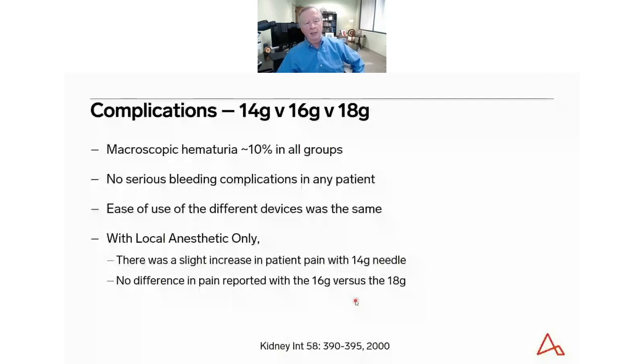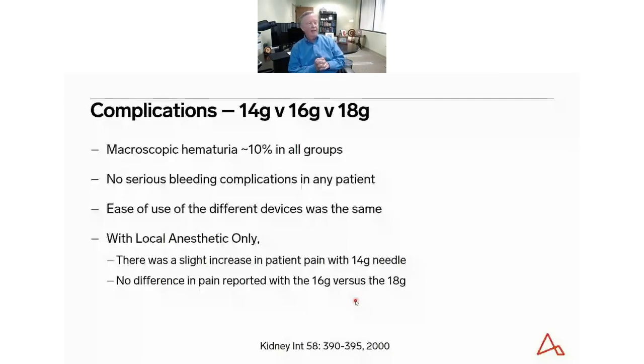Somebody asked earlier about complications. Everybody gets gross hematuria, 10% gross. Most patients will have some microscopic hematuria, everybody. But I want you to look at the title of this slide, Complications for All Three. So here's a paper from 2000. The papers that show this are mostly from the 80s, 90s, early 2000s, before IR took this over.